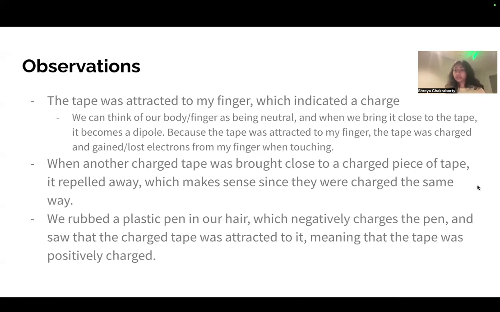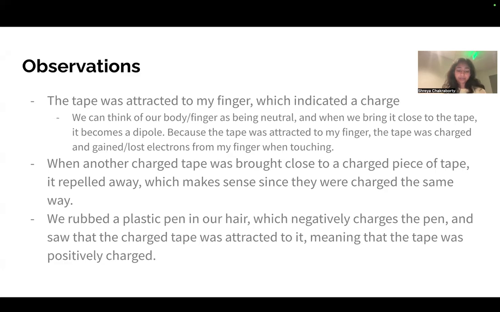So the initial observations that we recorded through the setup of this lab were that when we charged the tape, it was attracted to our fingers. That is because our bodies are neutrally charged and become a dipole when we move a charged tape closer. There's a transfer of electrons that happens when you touch the tape, and because of that, it lost its charge. And we had to do the experiment multiple times so that we could make sure that we're touching the tape as little as possible. And then when we brought another charged tape close to a piece of charged tape, we found that they repelled because they had the same sign charge. So they were both either positive or both negative.